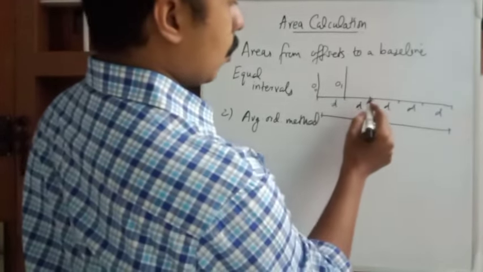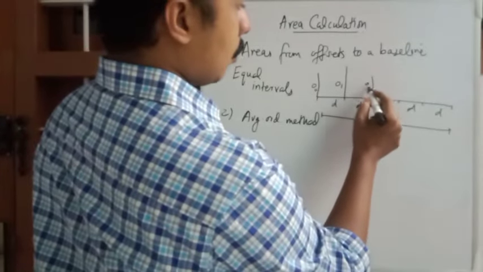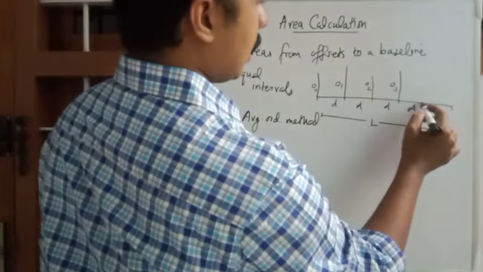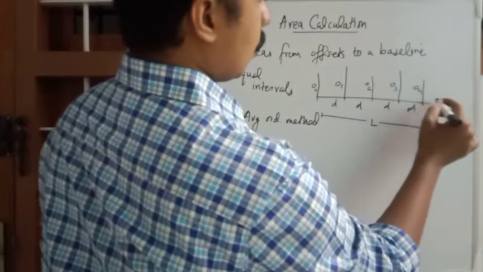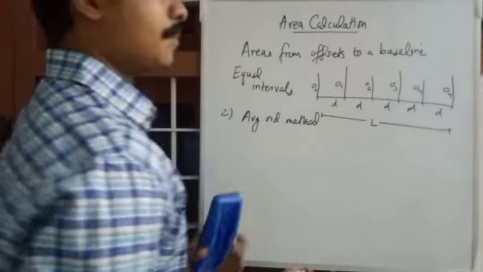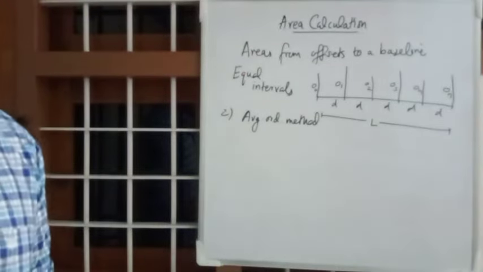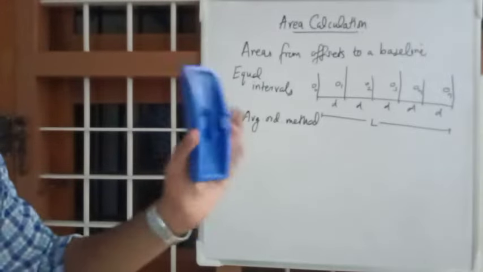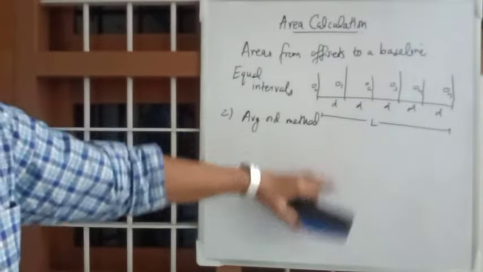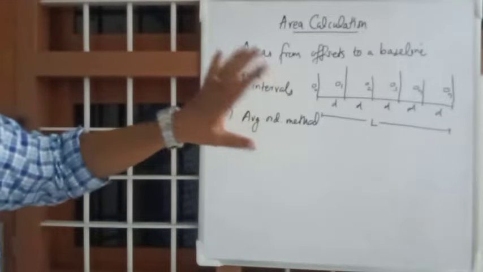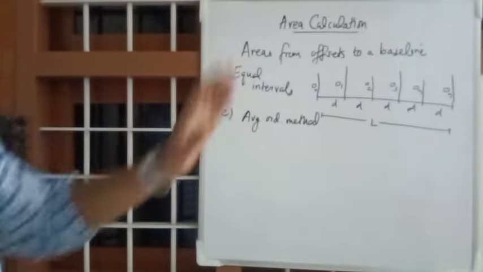Okay. O0, O1, O2, O3, O4, etc. So this is the type of ordinates taken in all the remaining methods, and these remaining methods, including 2, 3, 4 methods, will be asked more frequently than the mid-ordinate method.